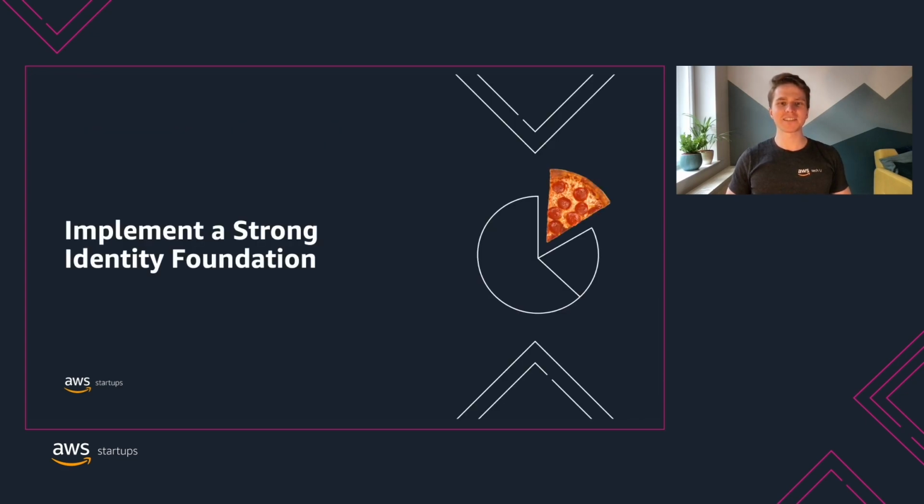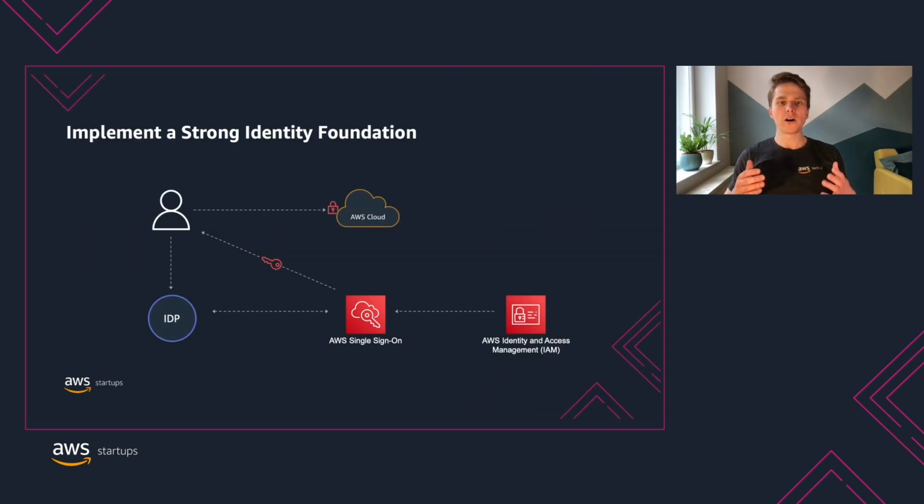First, let's discuss implementing a strong identity foundation. For strong identity foundations, two key concepts apply: centralized identity management and eliminating the reliance on long-term static credentials, and applying the principles of least privileges. Instead of utilizing long-term user credentials for accessing AWS resources, use a centralized identity management such as AWS single sign-on to federate access to AWS accounts with temporary credentials.